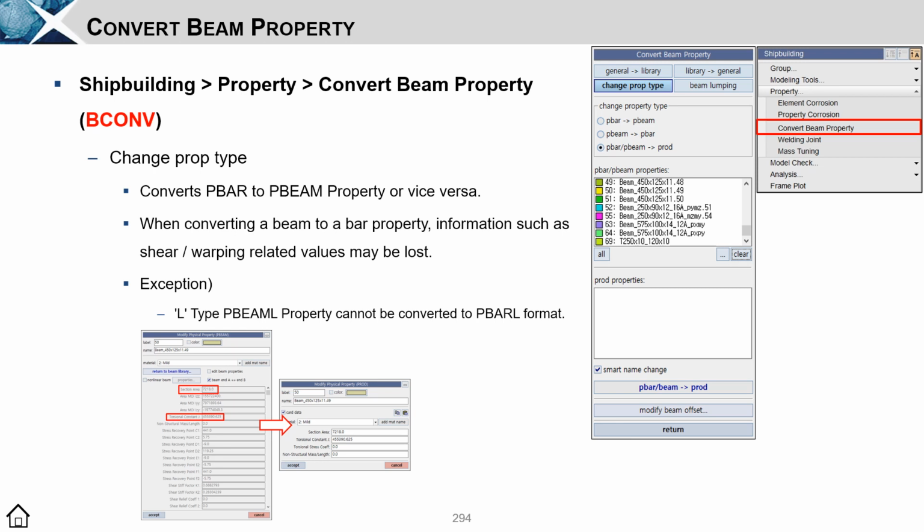Center location is the geometry center for PBAR and the shear center for beam. If these two centers are different, in conversion, move the section location also. When converting a bar to a beam property, there is no loss of information. However, when converting a beam to a bar property, information such as shear warping related values may be lost. L-type PBEAML property cannot be converted to PBARL format.